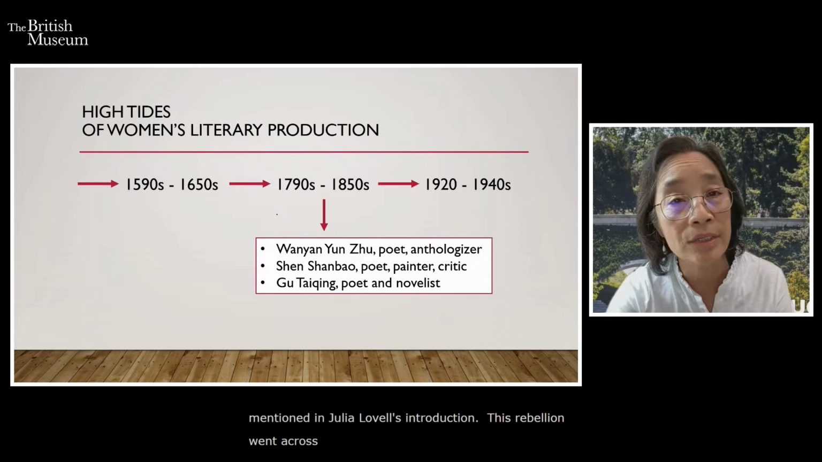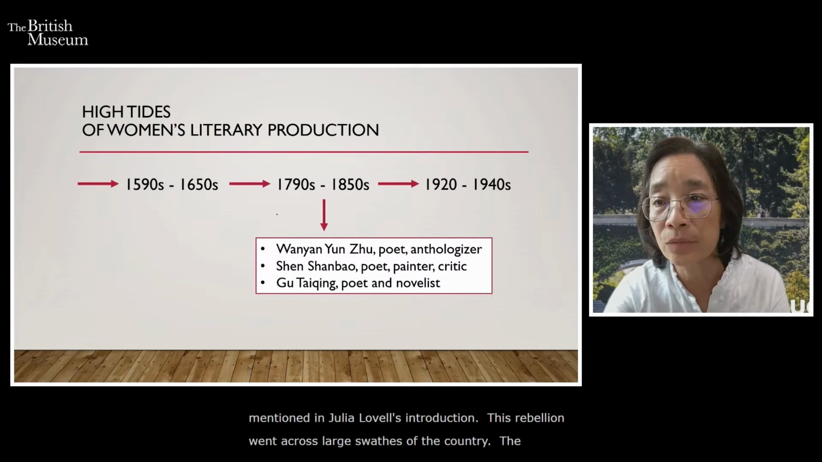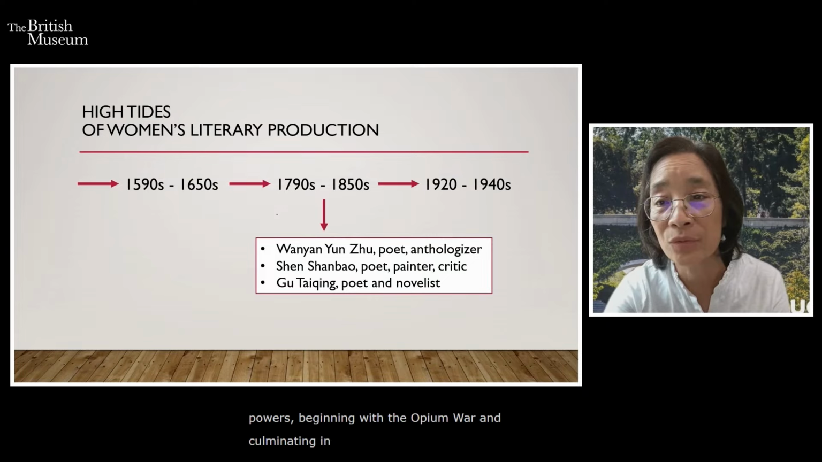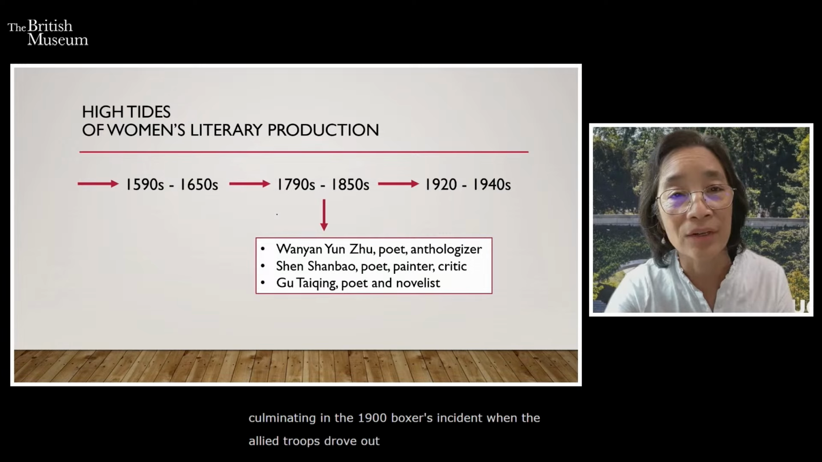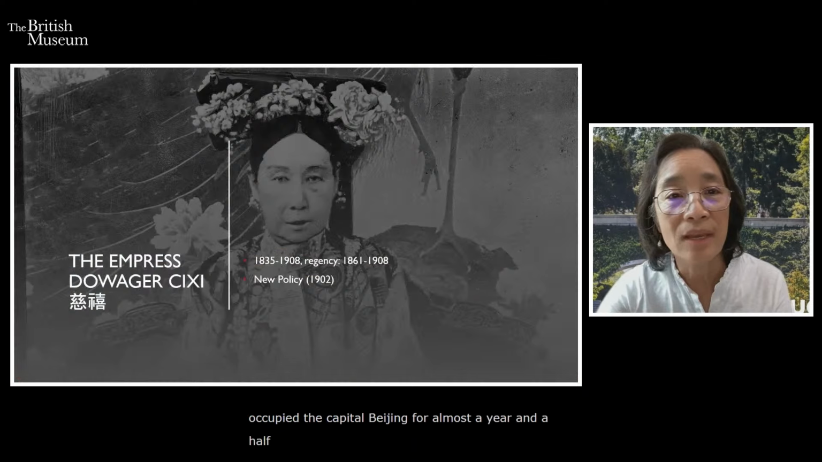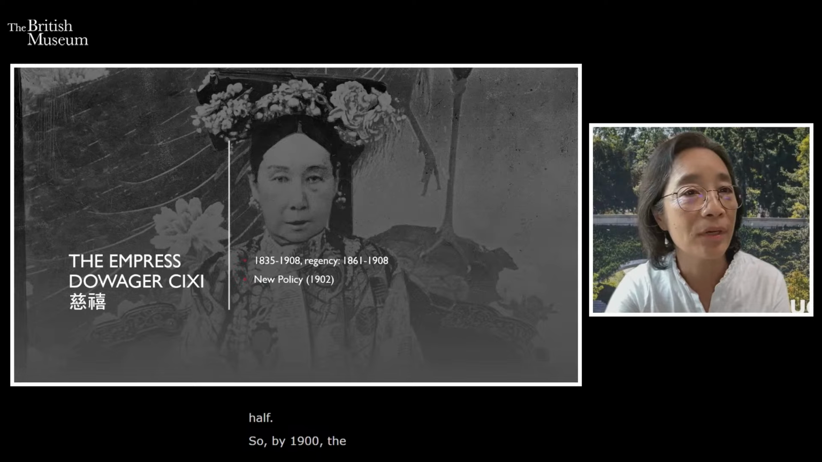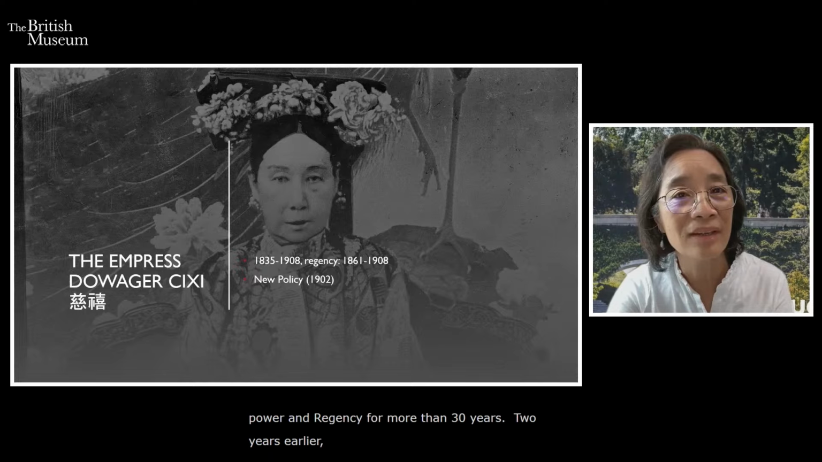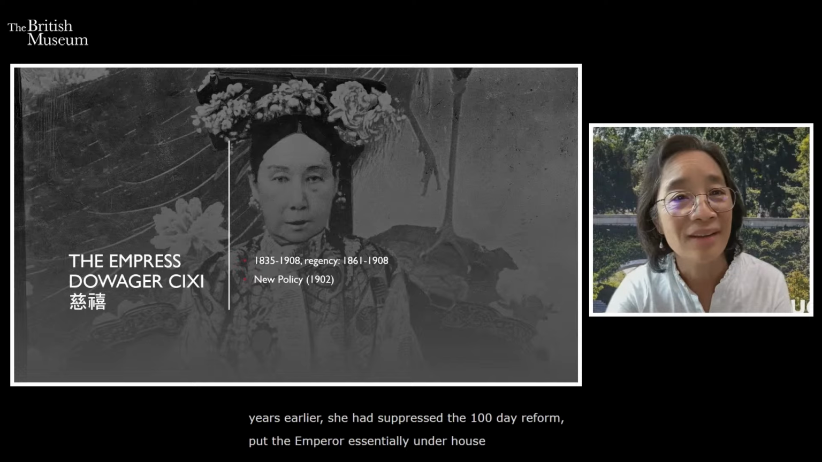The decline of the empire, this is the second factor, was quickened by the incursion of Western imperial powers, beginning with the Opium War and culminating in the 1900 Boxers incident, when the Allied troops drove out the imperial court and occupied the capital, Beijing, for almost a year and a half. So by 1900, the Empress Dowager Cixi had held power of regency for more than 30 years. 2 years earlier, in 1898, she had suppressed the 100-day reform, put the emperor essentially under house arrest, and executed the leading reformers. You've just seen them in Professor Ma's presentation.